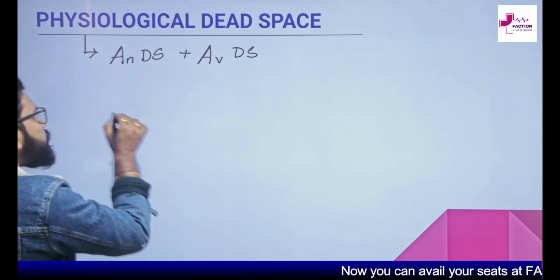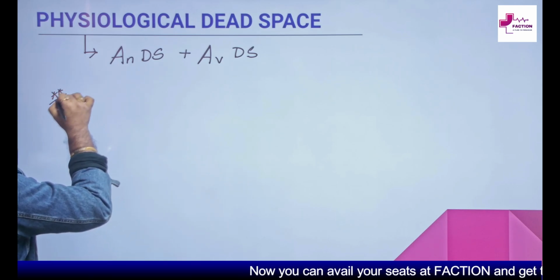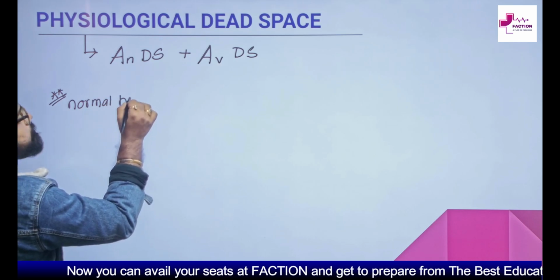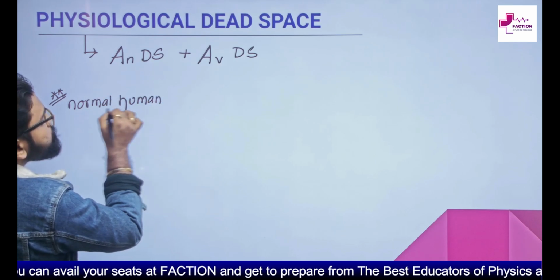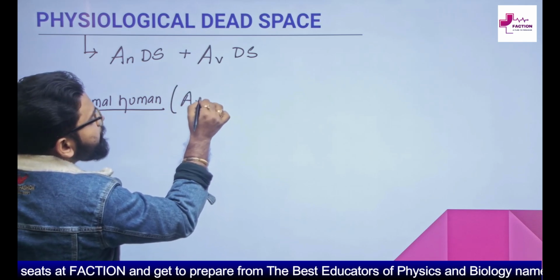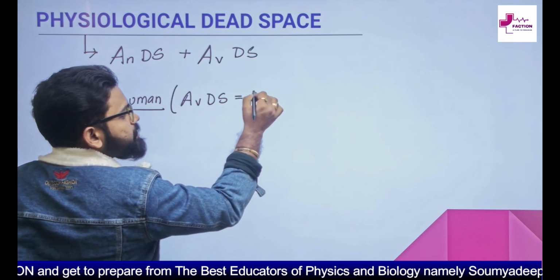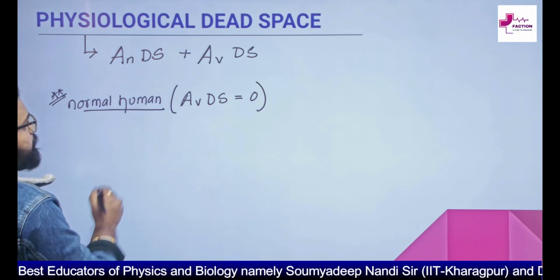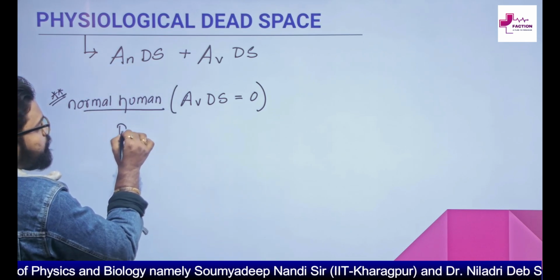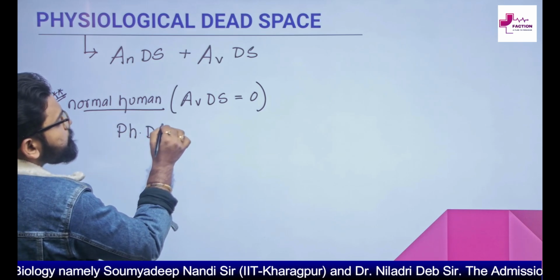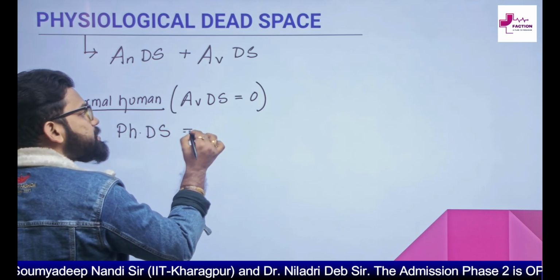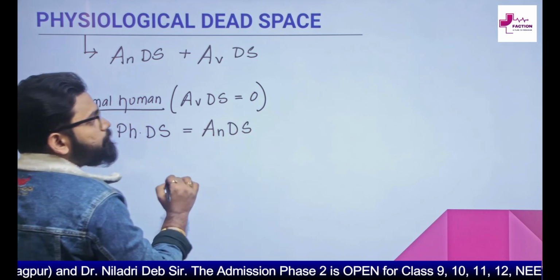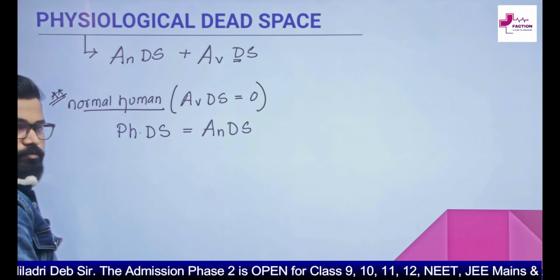Fine. In a normal human, say I am taking the case of a normal human. Here, alveolar dead space is 0 because there is no emboli or clot in a normal, healthy human. So, we can say physiological dead space is equal to anatomical dead space because this is 0 in a normal human. Fine.